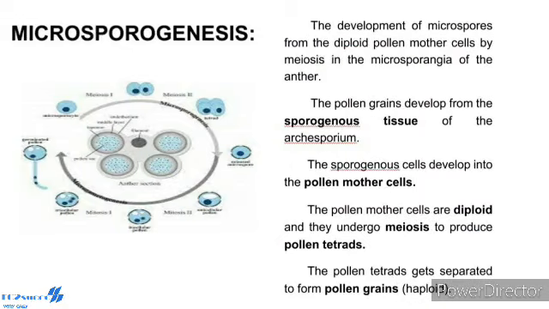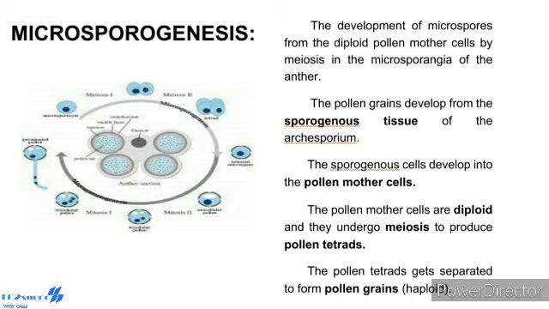Another one, microsporogenesis. The development of pollen grains or microspores from the diploid pollen mother cell by meiosis in the microsporangia of the anther is known as microsporogenesis. The pollen grain develops from sporogenous tissue of the archisporium. The sporogenous cells develop into pollen mother cells.